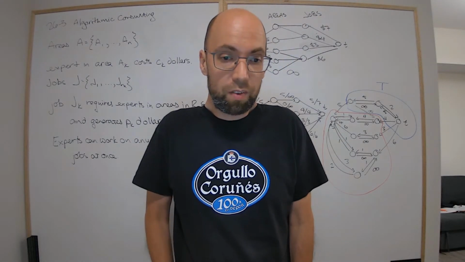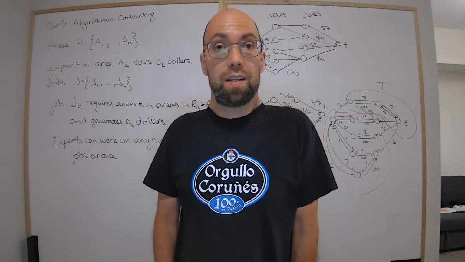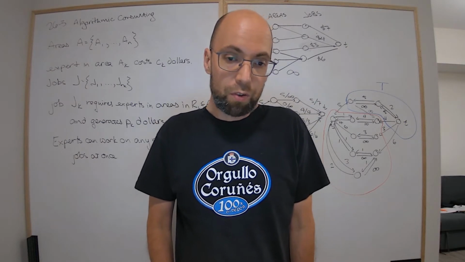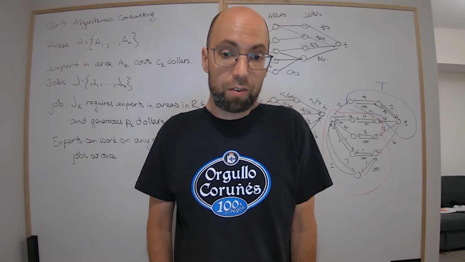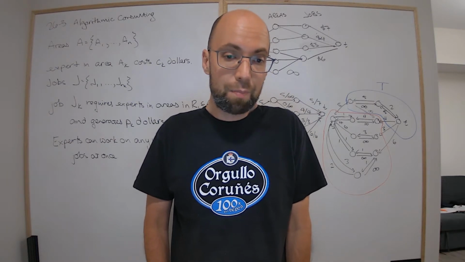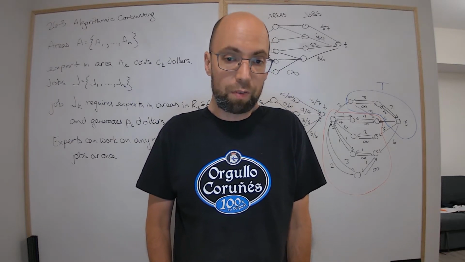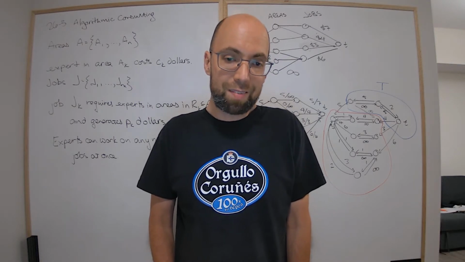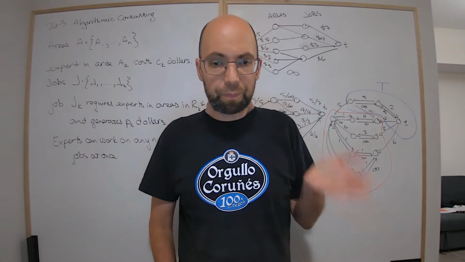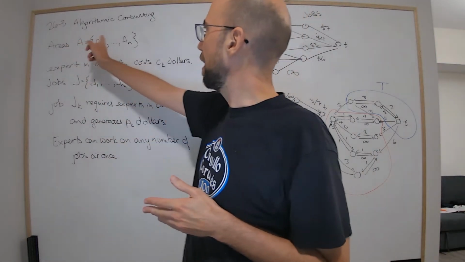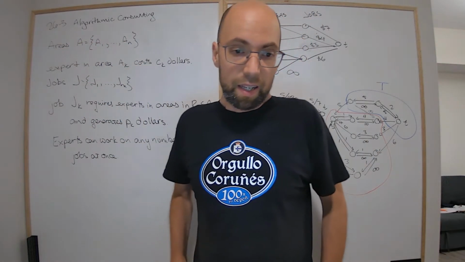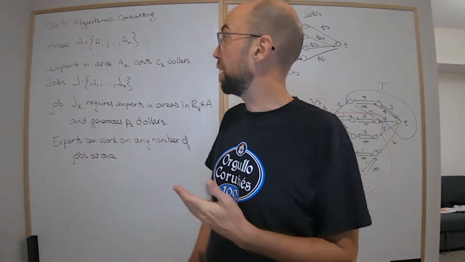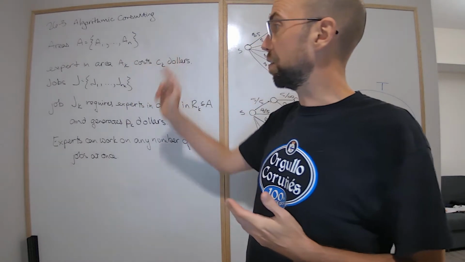This is 26-3 in the textbook, Algorithmic Consulting. Professor Gore wants to open up an algorithmic consulting company. He has identified n important sub-areas of algorithms, roughly corresponding to different portions of this textbook, which he represents by the set A1 through AN. In each sub-area AK, he can hire an expert in that area for CK dollars. So an expert in area AK costs CK dollars.